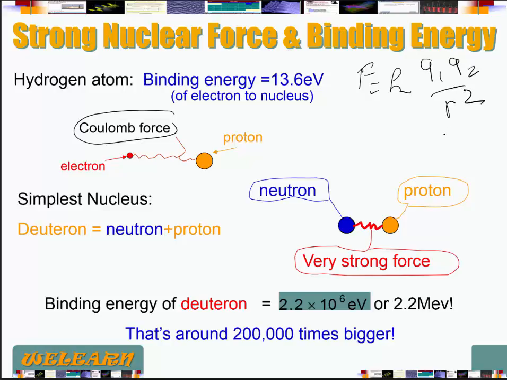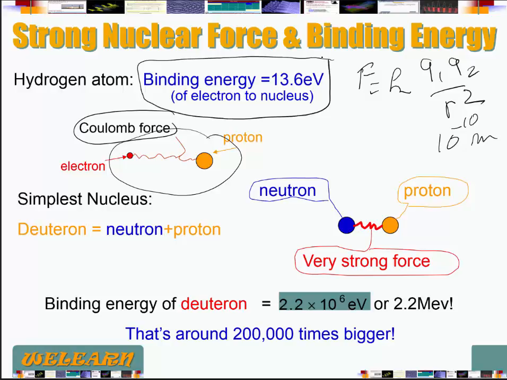The distance R is about 10 to the minus 10 meters. It's about half of that, 0.5, so you get the idea. If we express this in terms of energy, the binding energy of the electron is 13.6 electron volts.